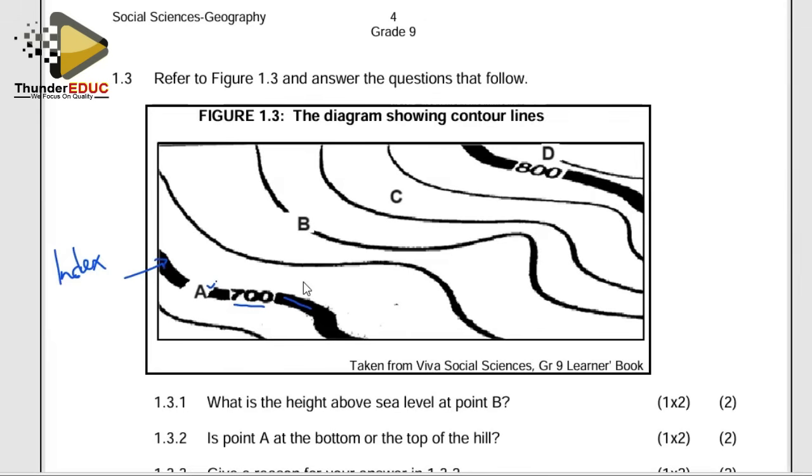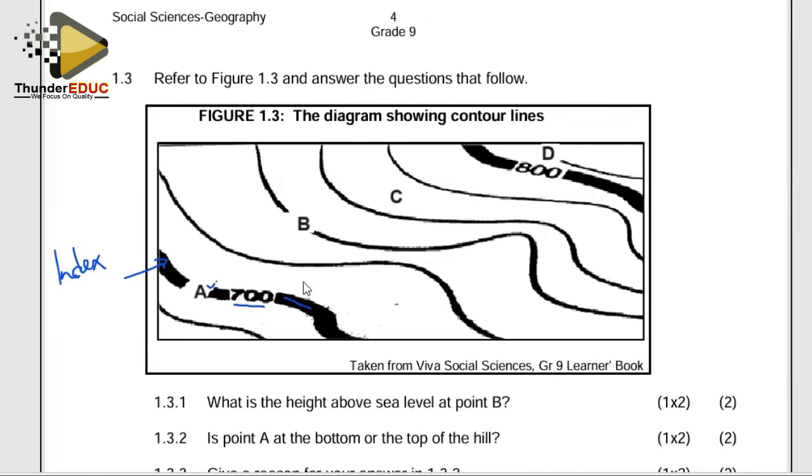We go on 120, 140, 160. They will be smaller and faint. As we get to 200, we put another bold contour line. Those are what we call the index contour lines. So if you see 700 and 800, both of them are bold because we bolden the contour lines at multiples of 100 meters above the level of the sea.